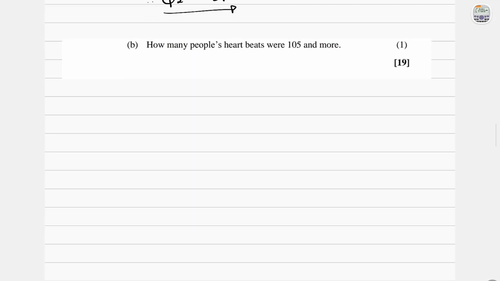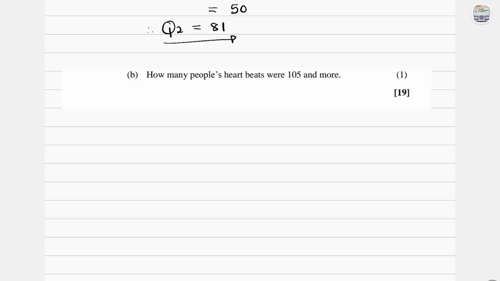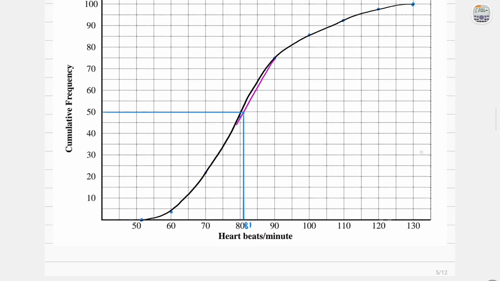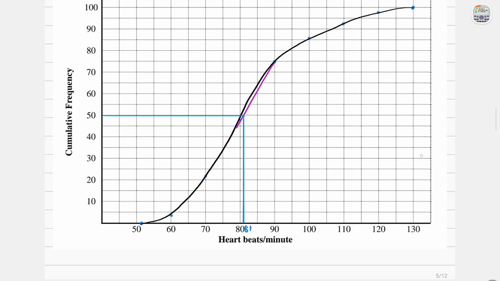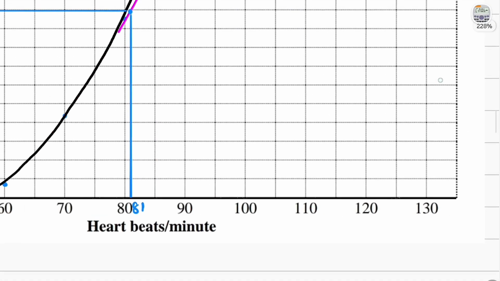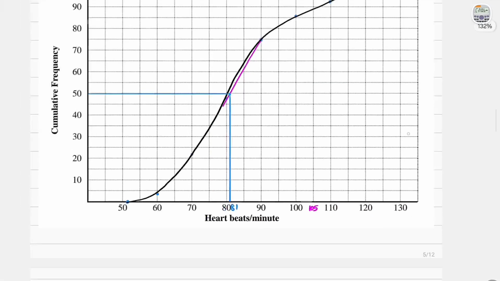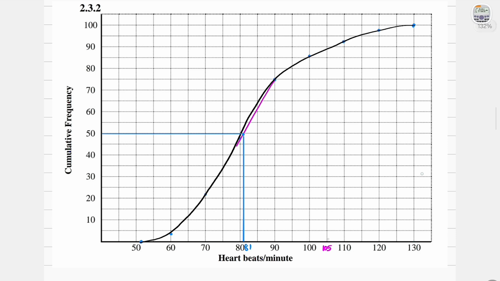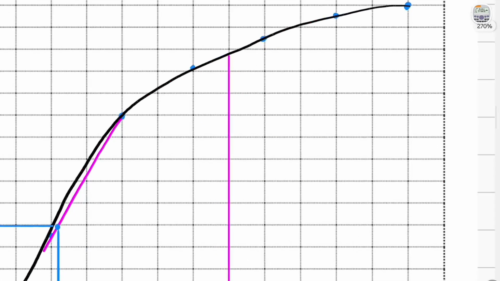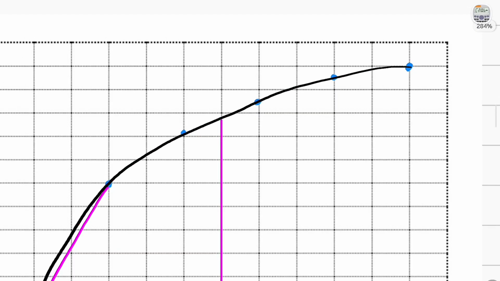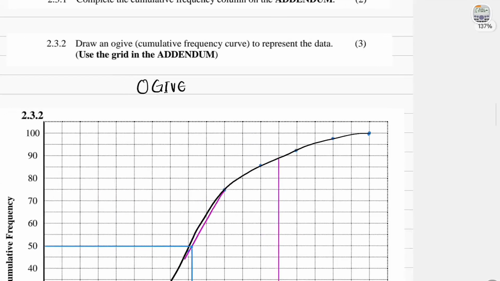The last question says, how many people's heartbeats were 105 and more? Okay, so 105 and more. Here we know that our heartbeats are on the x-axis. We're going to go to 105, which clearly is here. Okay, so this is 105. And we need to find out how many people's heartbeats were 105 and more. I need to just see, did I do the same thing I did there? No, this one seems a little more accurate, so I'll just take it like that.